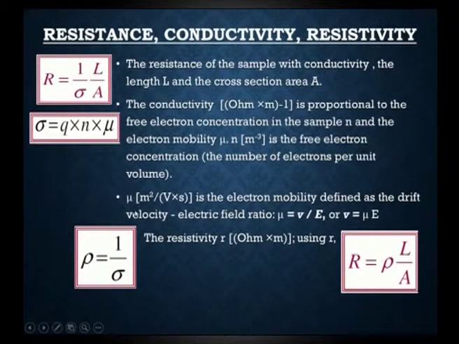So, mu, that is the electron mobility, is defined by mu is equal to V divided by E. We are recalling and rearranging all this to find a relationship with the resistivity. The resistivity rho is always the reciprocal of conductivity; that is the definition of resistivity. Resistivity is a reciprocal of conductivity.